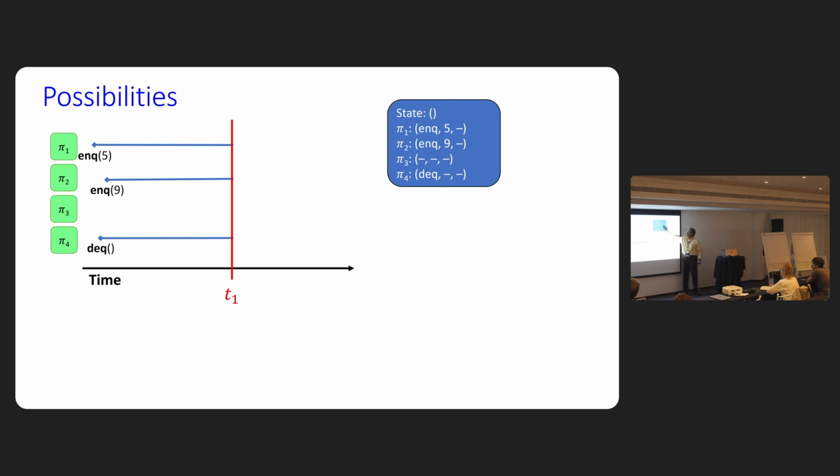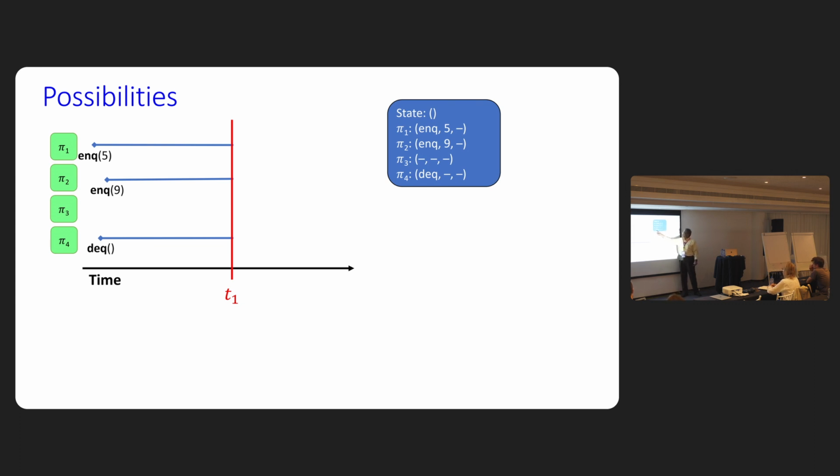That is given by this triple. And this triple is simply saying that pi1 has an ongoing operation, and that operation is NQ. 5 is the argument of that operation, and the blank here in the third component of the triple says that this operation has not linearized yet, and therefore has no associated response yet. The response is still pending. Likewise, pi2 has not linearized yet. Pi3 is blank, blank, blank, and the blank here states that it has no ongoing operation at the moment at time t. So, this is a possibility at time t1.